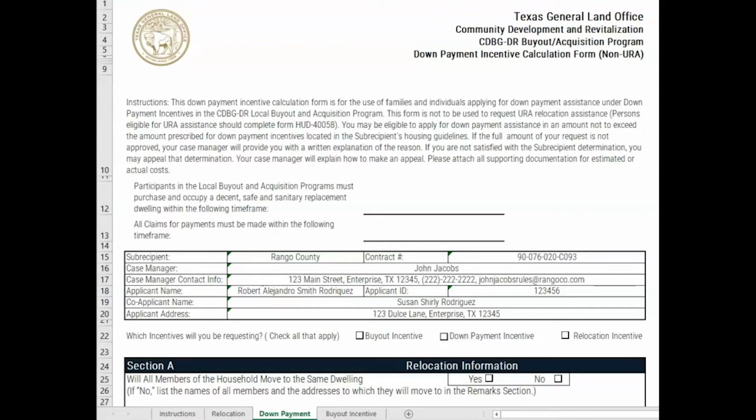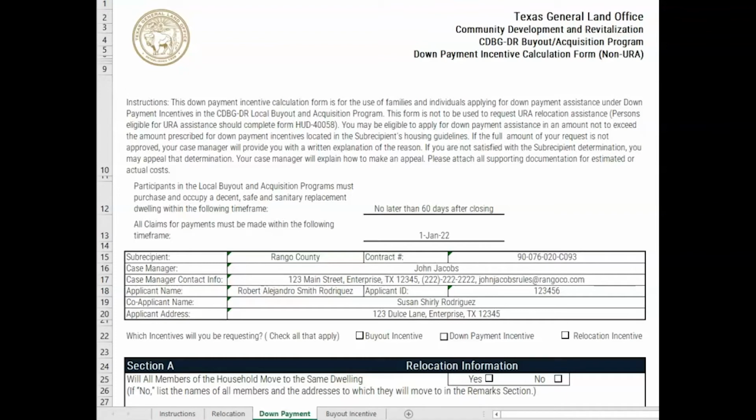In the first row, subrecipients should input the time frame that applicants must buy a replacement home that is found eligible for down payment incentives. In the next row, they should input the date all requests for down payment incentives must be submitted. These dates can be a hard deadline, such as by December 1st, 2021, or they could be a time frame such as within 3 months of the acceptance of the offer letter. The time frame should be a reasonable amount of time for the applicant to submit the documentation while meeting the program timelines. The timeline should be equitable across all applicants.